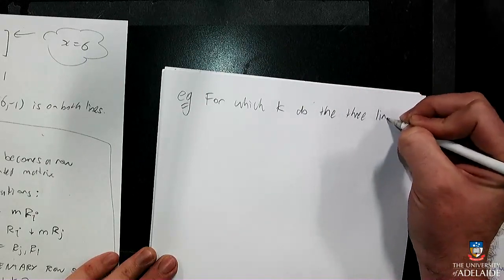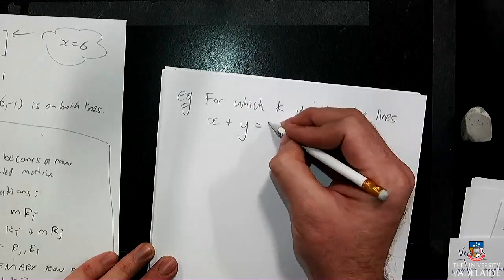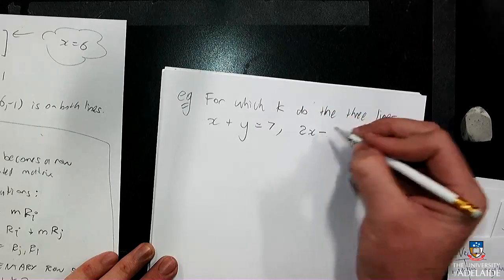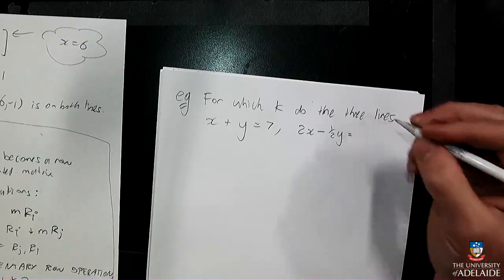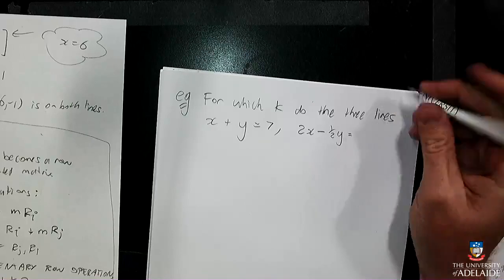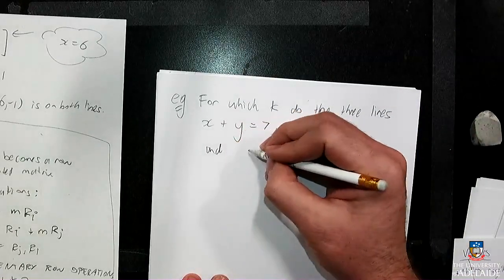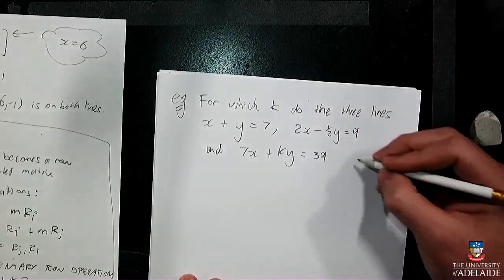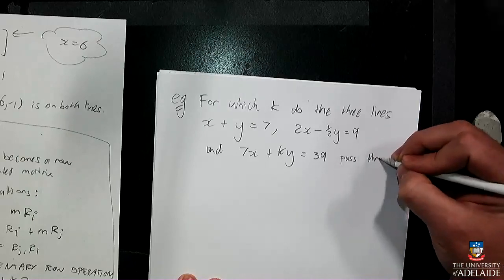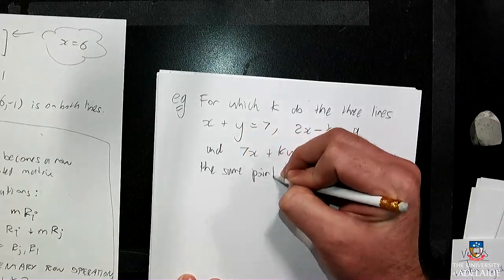For which k do the three lines x plus y equals 7, 2x minus half of y equals 9, and 7x plus ky equals 39 pass through the same point?